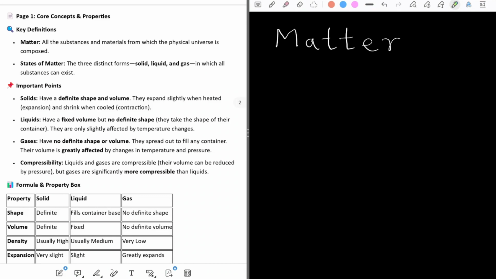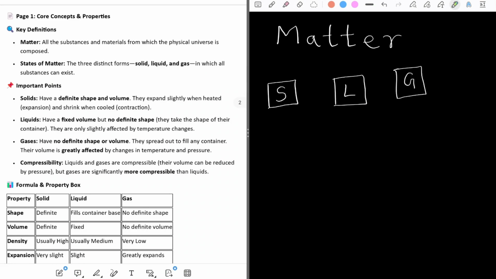First off, what is matter? It's all the substances and materials that make up our entire physical universe. It exists in three forms called the states of matter: solids, liquids, and gases. Think of a mountain, the ocean, and the air. That's matter in action.